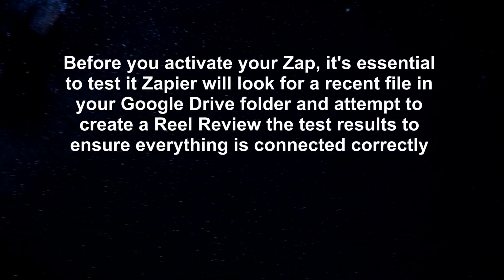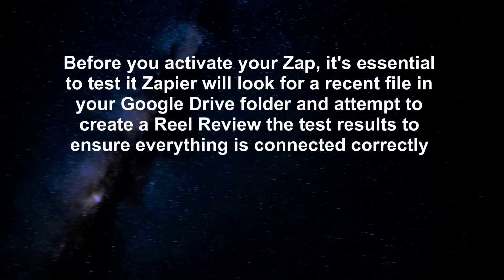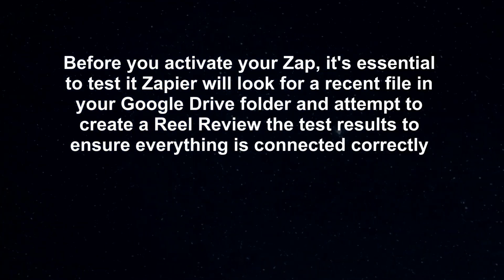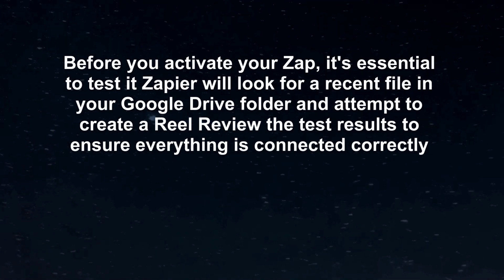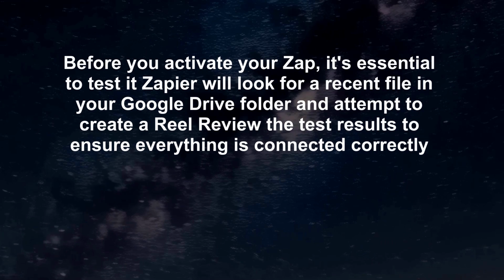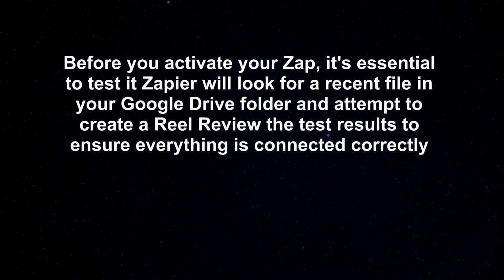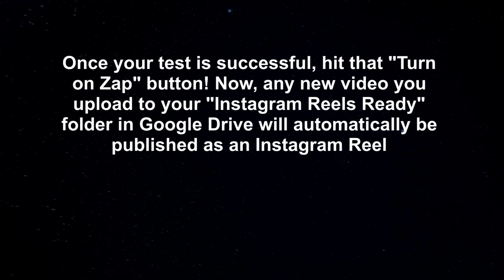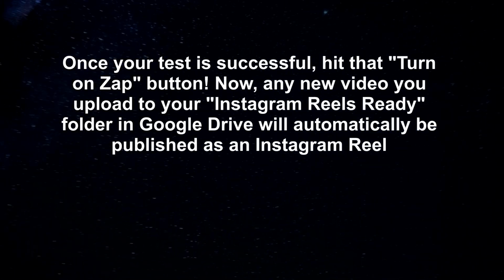Before you activate your Zap, it's essential to test it. Zapier will look for a recent file in your Google Drive folder and attempt to create a reel. Review the test results to ensure everything is connected correctly. Once your test is successful, hit that Turn on Zap button.